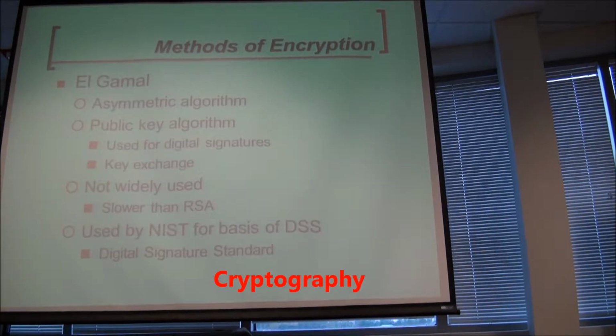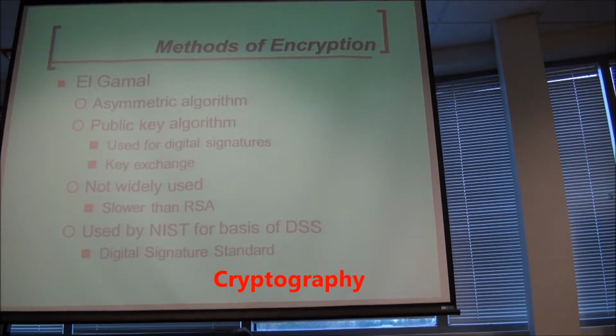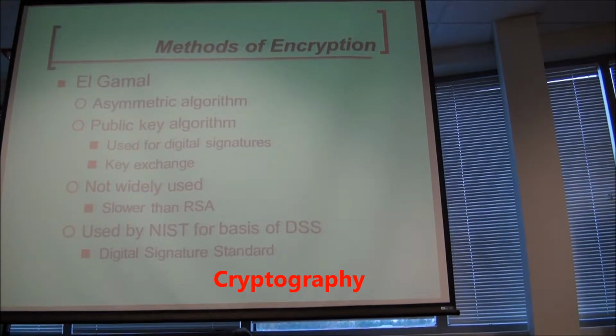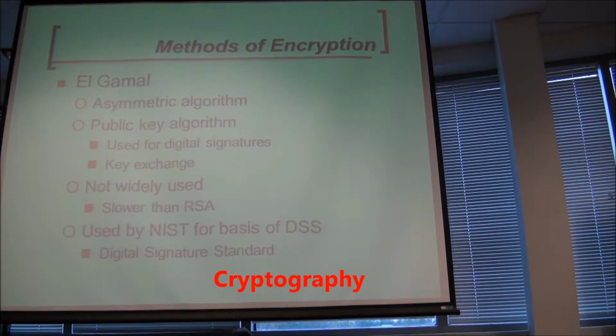All right. So then you got El Gamal for our Spanish-speaking friends. Asymmetric. It's a public key algorithm. It's also used in a digital signature. Anything asymmetric really should have some sort of equivalent digital signature eventually. El Gamal also does key exchanges. It's slower than RSA, so it's not as popular.